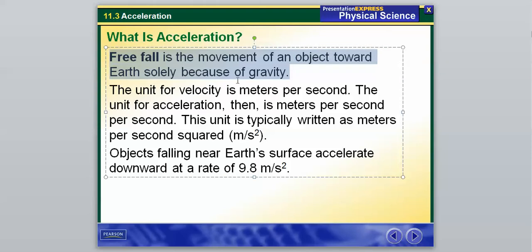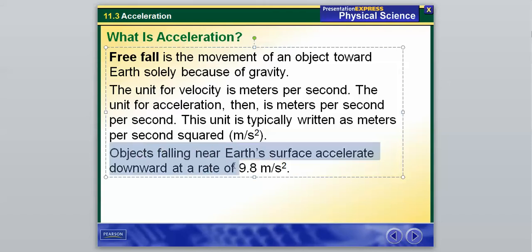The unit for velocity is meters per second, which we went over in our last section. The unit for acceleration then is typically written as meters per second squared. Another important piece of information I would write down is that objects falling near Earth's surface accelerate downward at a rate of 9.8 meters per second squared.